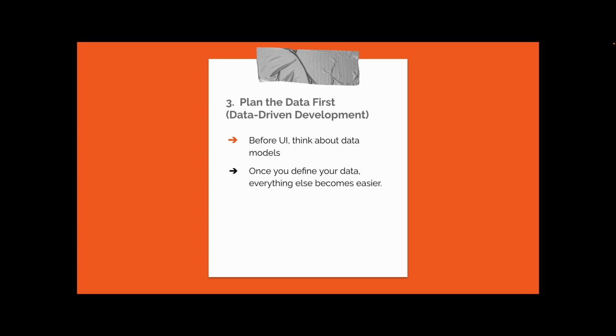Then the third one is plan the data first. This is where we talk about data-driven development. Before UI, think about data models. For Subtract, for example, when you are adding a new subscription, you need the name of the subscription, which has a data type of string. You need the monthly cost. You need the next billing date, which is a DateTime. For monthly cost, you can use double, but I know int is not really good or advisable for an amount-based model or data, right? So you need to outline all these data models.